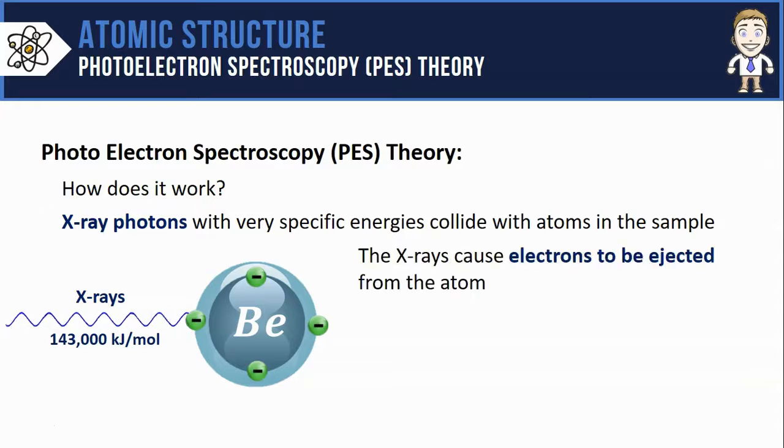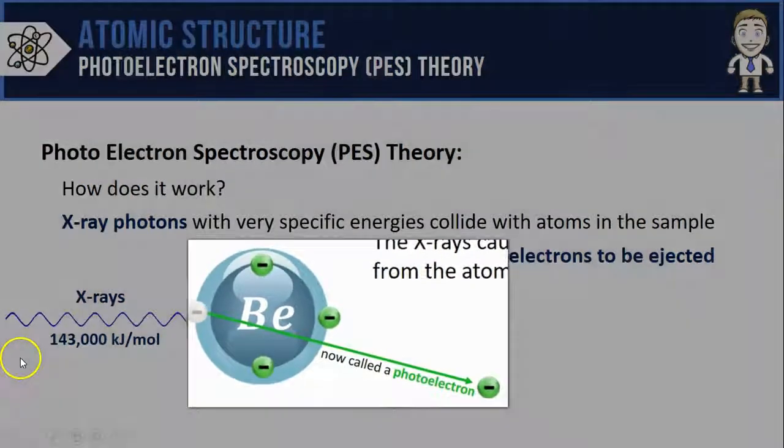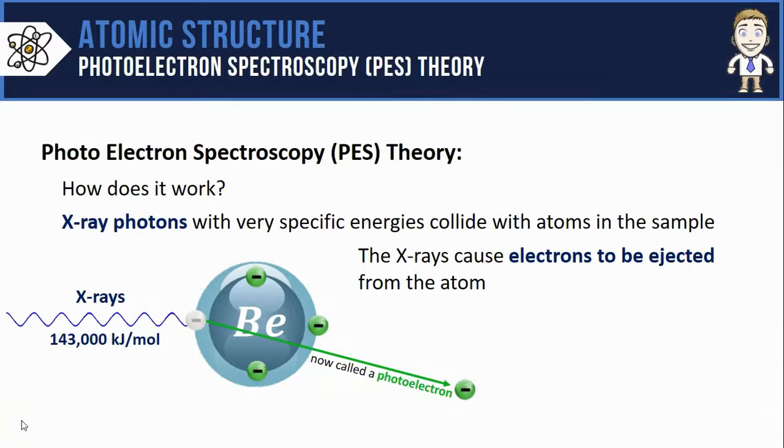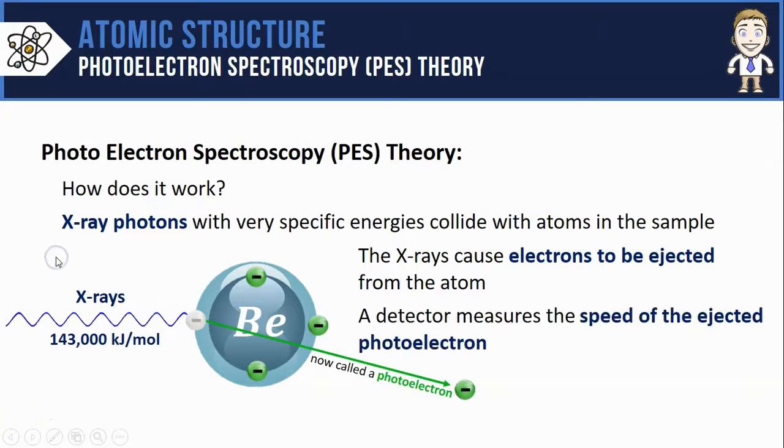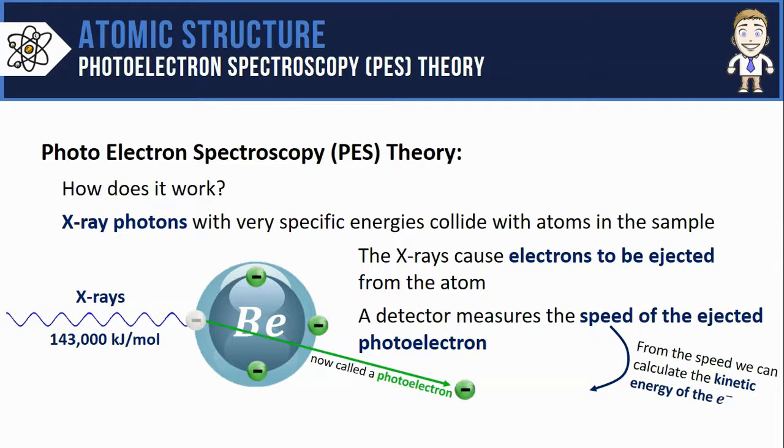So those X-ray photons are actually going to collide with the electrons of the atom, and as they do so, they're going to cause them to be ejected, or essentially removed from the atom. Once the electron has been removed or separated from the atom, it is now referred to as a photoelectron. The instrument then measures the exact speed of these ejected photoelectrons, and from that speed we can calculate the kinetic energy of the electrons themselves.